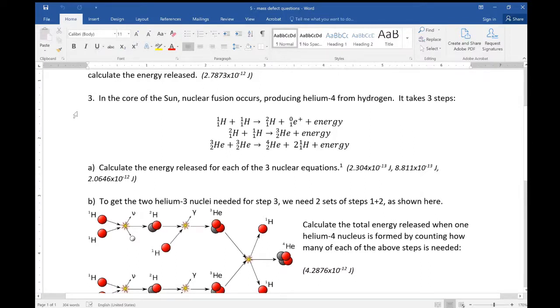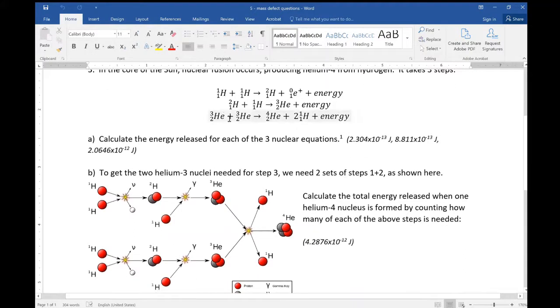The one I want to focus on at the moment was question 3 about nuclear fusion in the sun producing helium-4 from hydrogen. So it took 3 steps. It wrote them in nuclear equations and gave you the image here. First step, we take 2 hydrogen nuclei. They fuse together and undergo beta plus decay to release a positron and a neutrino and energy.